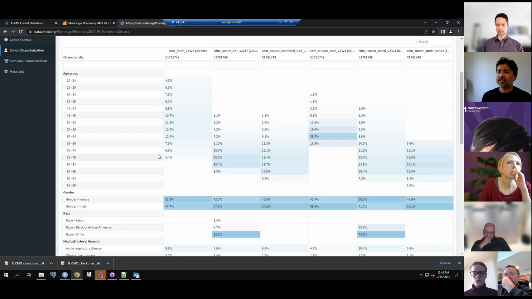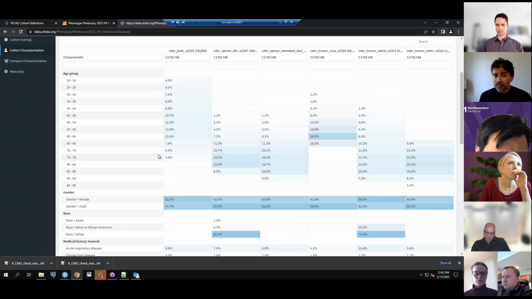Yeah, so there are 28,000 persons in the JMDC data source. If you look at the percentages of that, 20 to 24, 25 to 29, and 30 to 34, that's almost 20%. So 20% of 28,000 is probably around 4,000 here. We could build a definition just limited to that subgroup, filter by that demographic.